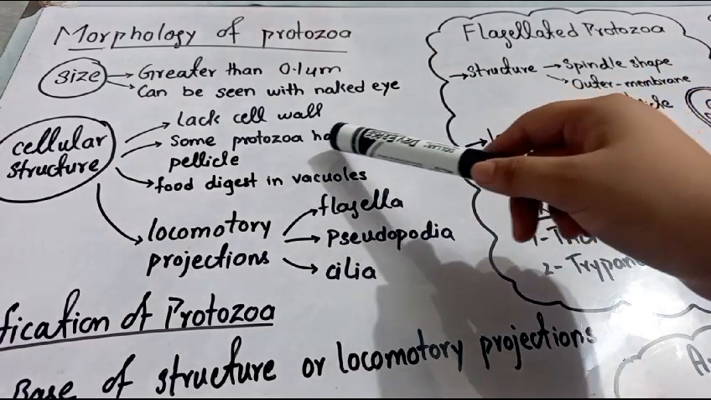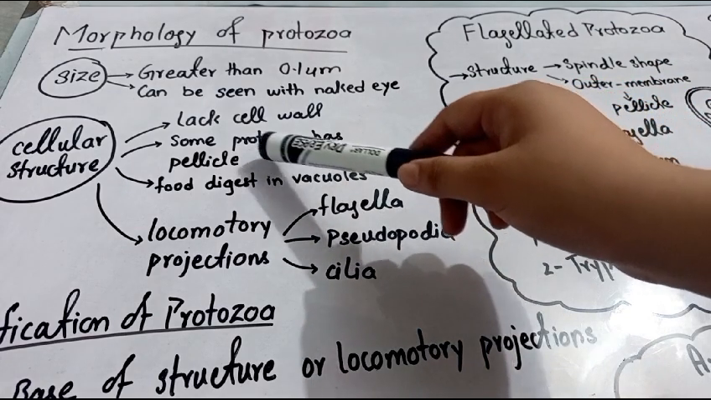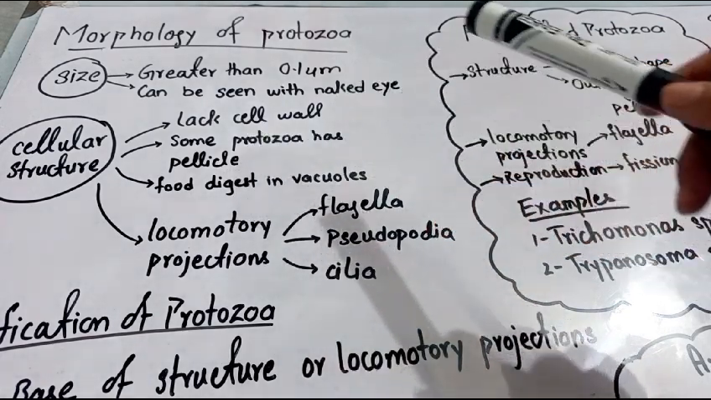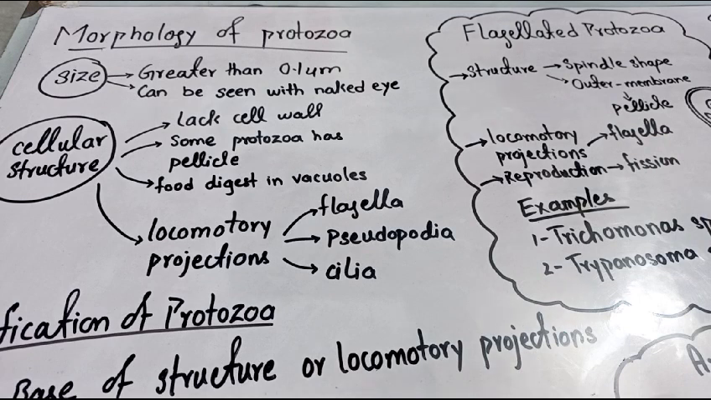And some protozoa have an extra outer layer which is called the pellicle. So this pellicle is very rigid in nature, and it provides protection to the protozoa when there are extreme climatic conditions, like very warm temperature or very cool temperature. So this outer layer of pellicle will protect the protozoa from these severe conditions.